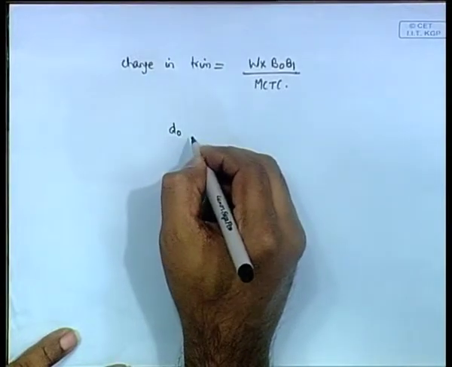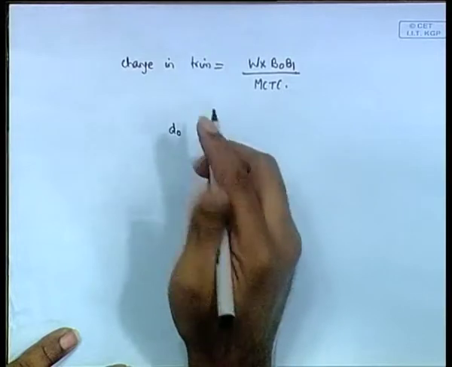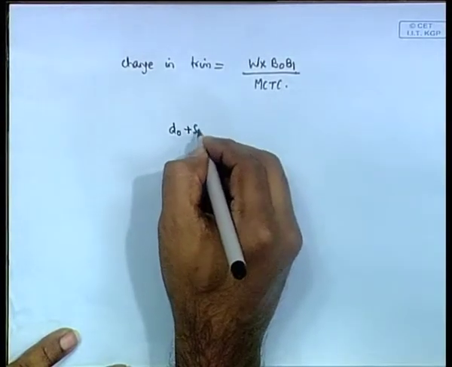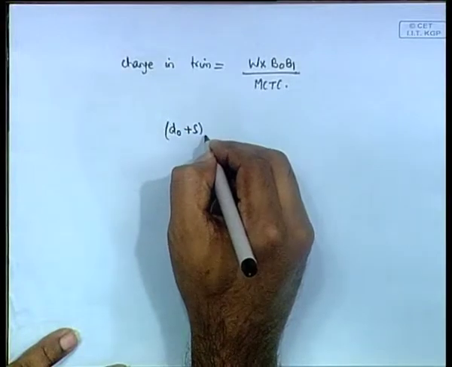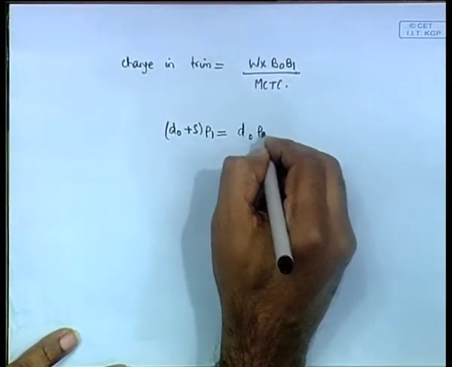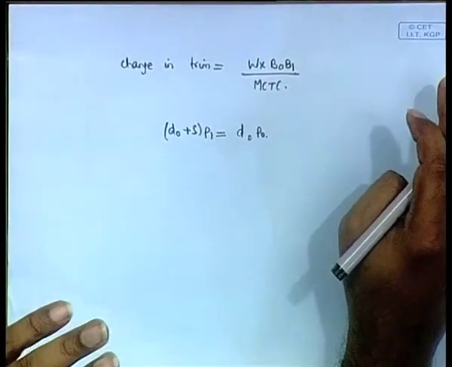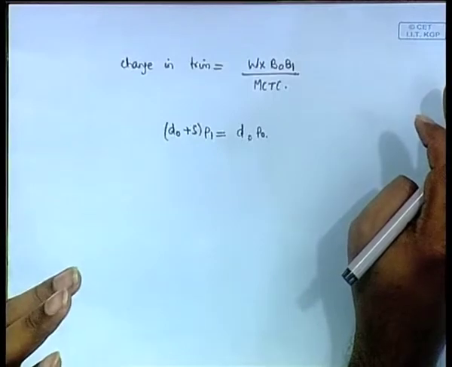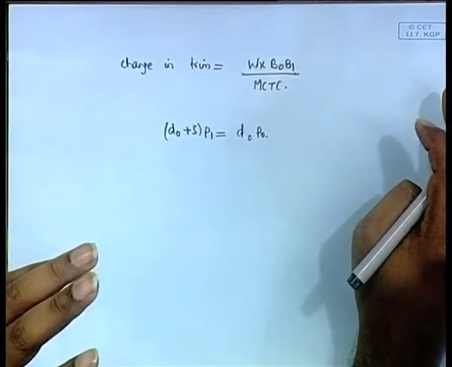Let's suppose that D0 is the initial displacement of the ship, initial draft of the ship. And let's suppose that S draft has increased. It is the increase in draft. D0 plus S into rho 1 will be equal to D0 into rho 0. Here, we are just saying that W is equal to W. Means the initial weight of the ship is equal to the final weight of the ship, or volume into displacement initially.